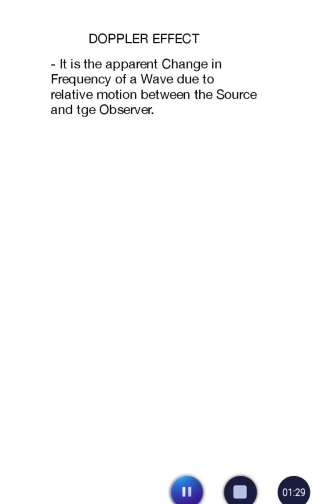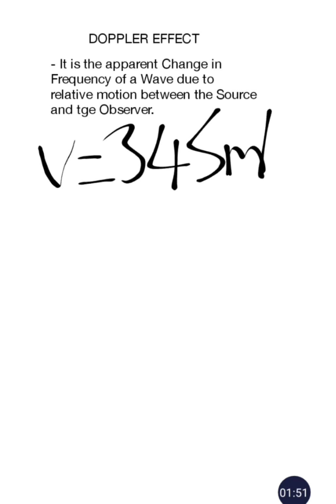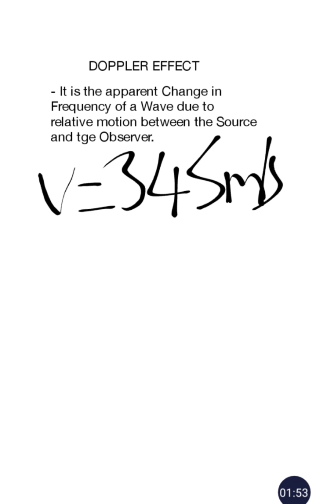Relative motion. As we said earlier, when a sound wave moves toward you, the sound becomes higher in pitch. When it moves away, the pitch becomes lower. For major exam questions, the speed of sound is usually 345 meters per second. If in the question they gave you the speed, use that speed, but the speed of sound you are going to be using is 345 meters per second.